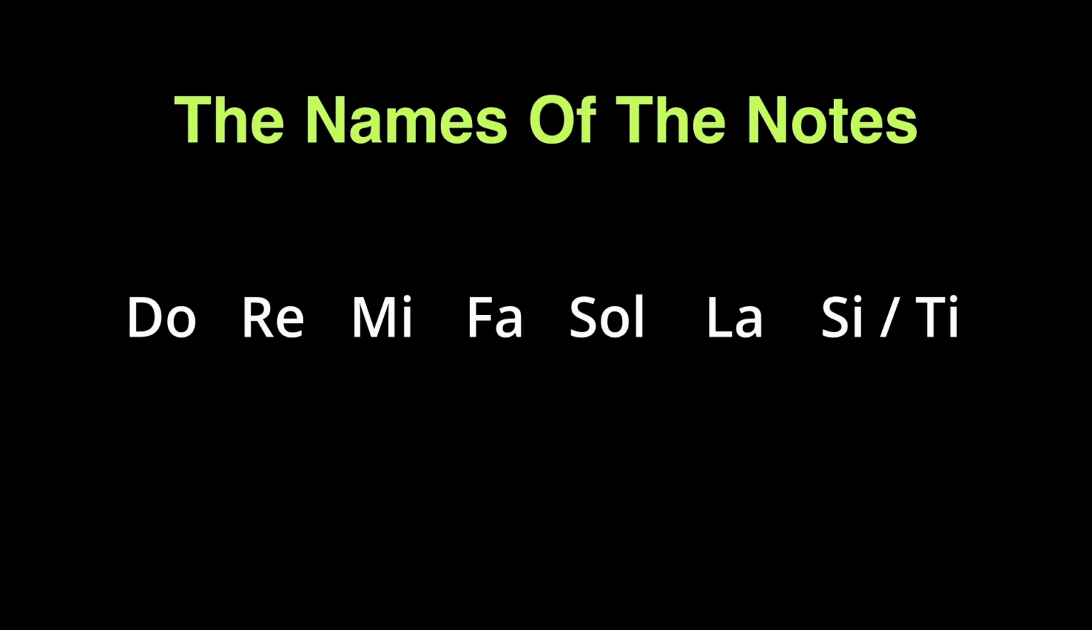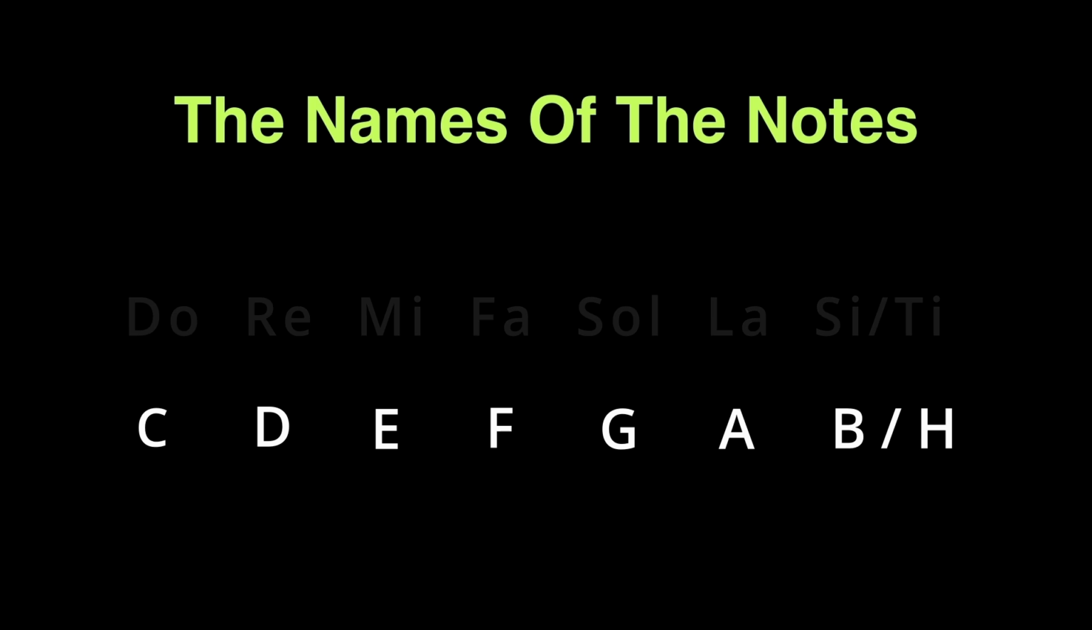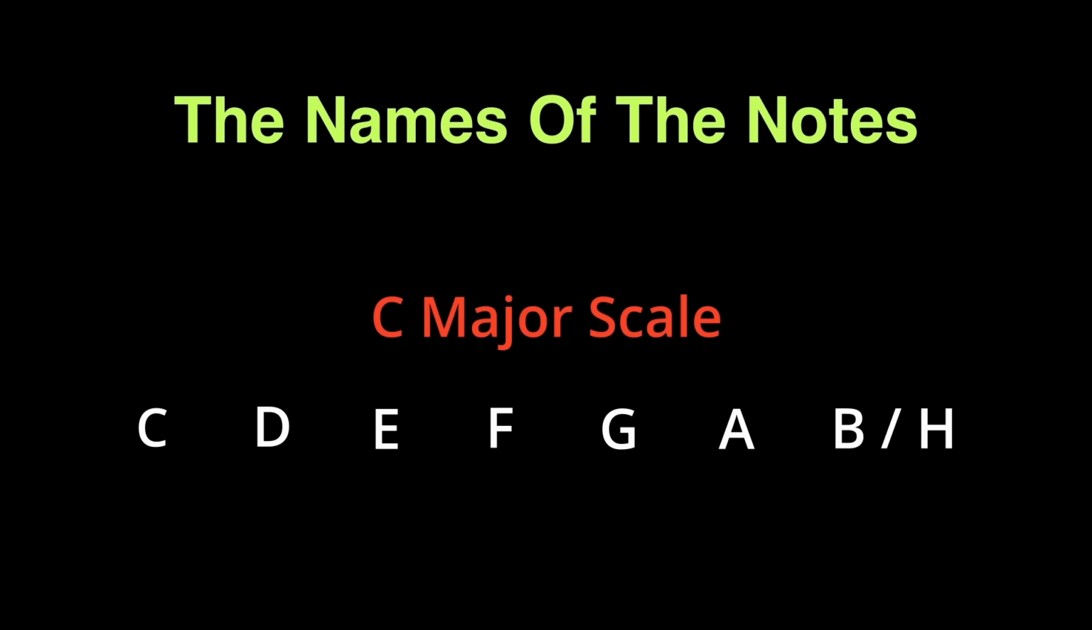And here is the alphabetic system. C, D, E, F, G, A, B or H, where H is used mainly in German-speaking countries. In this video, we will use only the alphabetic system. This order of the notes creates the C major scale.